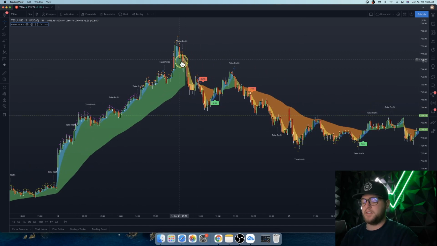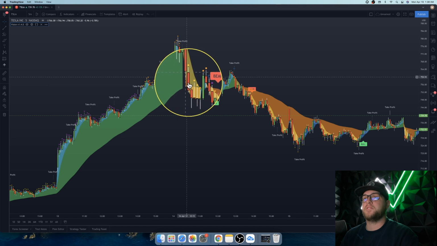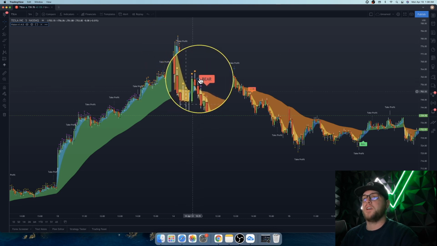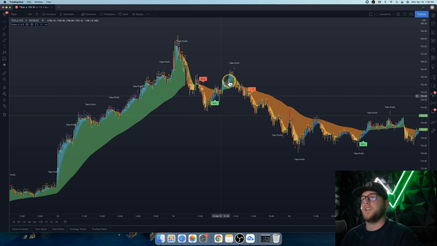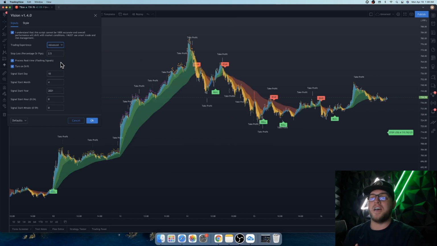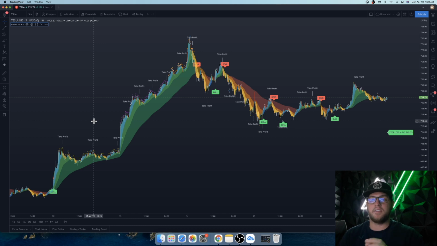So we started to see that yellow pop up right here, same section, fell through our green zone, and boom, bear signal, kind of tipped up there and then fell back down. So we'll zoom back out, and now we'll go to the advanced side, and now you can see our light green got a lot thinner. So now our tolerance is very, very thin.